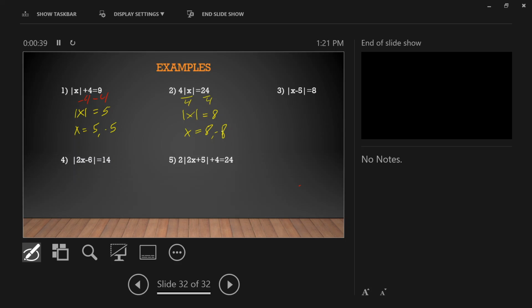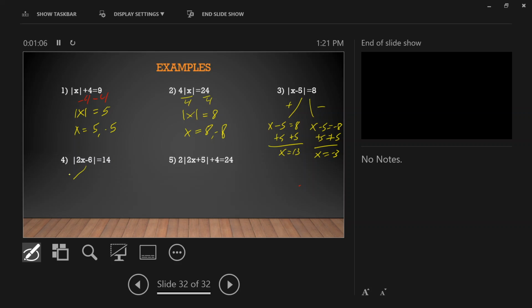We're not done yet. Don't start putting your stuff away. Next one, split it. Plus, minus. So I have x minus 5 equals 8, and x minus 5 equals negative 8. I add the 5 to both sides. Get x equals 13. Add a 5 to both sides. x equals negative 3. Okay?